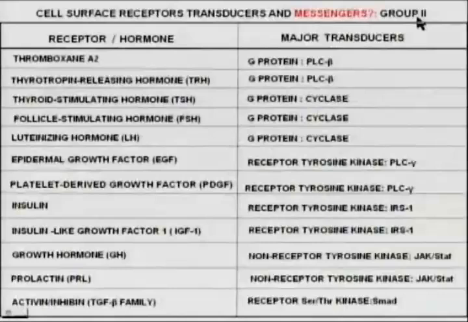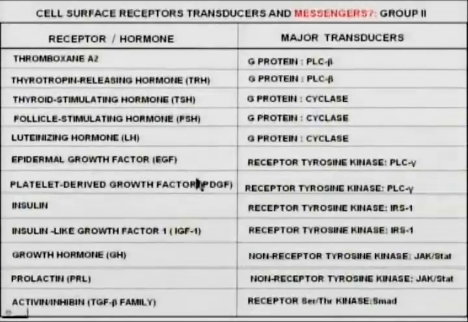Here's the group 2, the thromboxane, let's not worry about that. Thyrotropin releasing hormone, PLC beta. Thyroid stimulating hormone, cyclase. Follicle stimulating hormone, cyclase, and LH. We've seen these two already in an example in our discussions of the steroid hormone receptors when we were talking about the conversion of testosterone to estrogen.